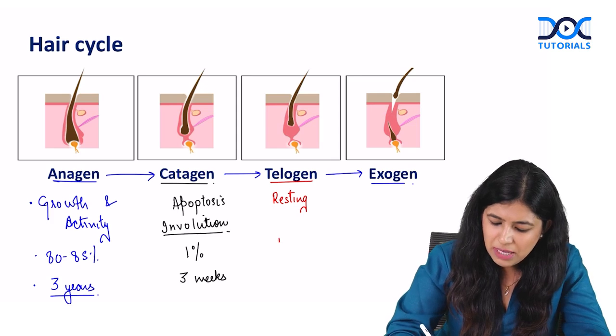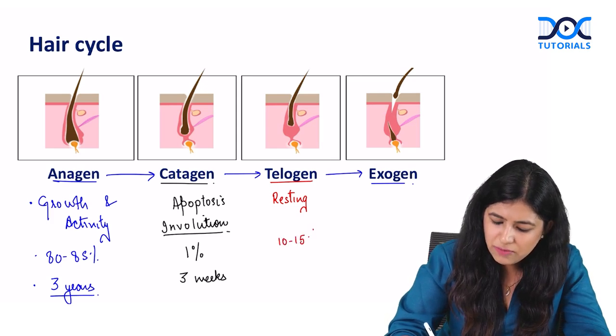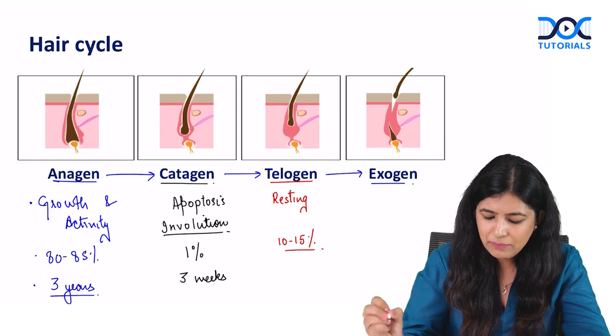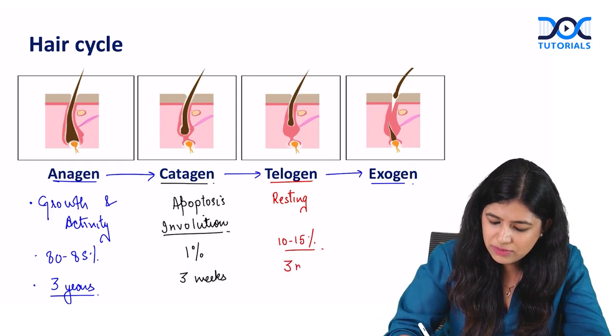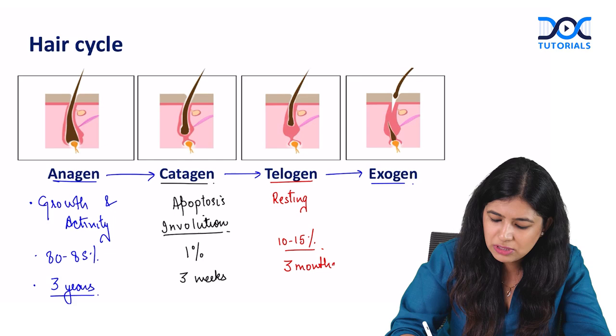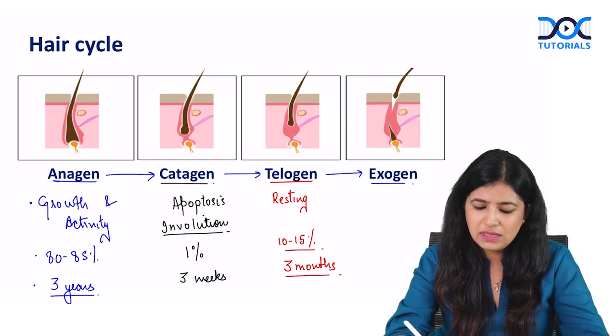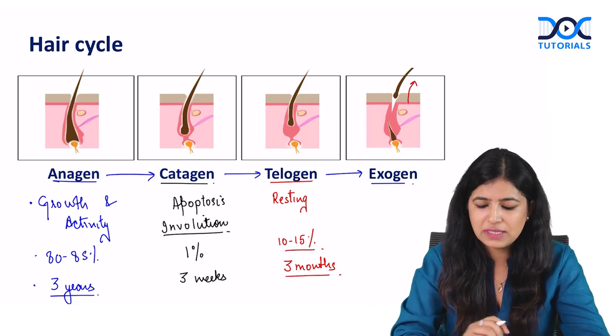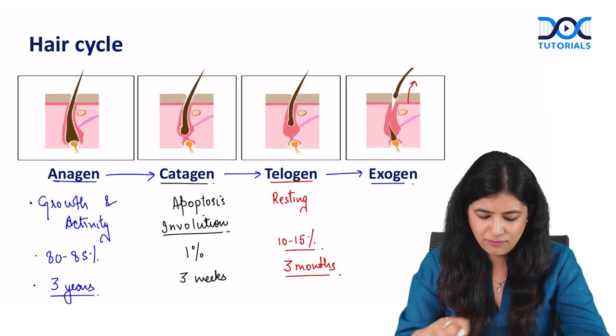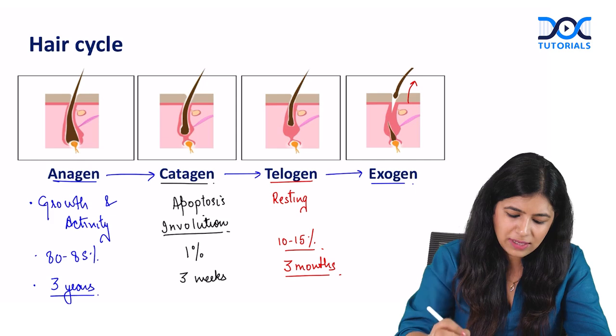This will be about 10 to 15% of the hair in the scalp at one time, and the duration of this phase is about 3 months. Once the telogen phase ends, the hair will shed off. That is called the exogen phase. So just a quick revision here.